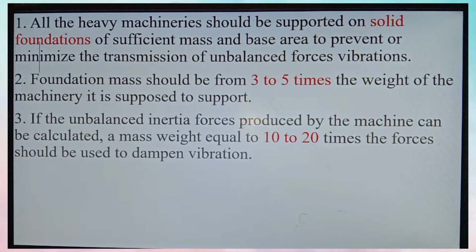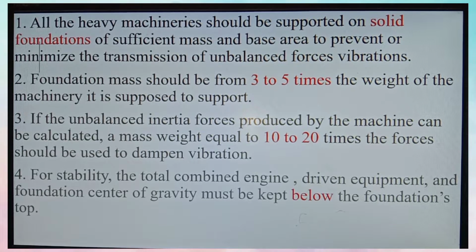Next engineering fact for machine foundation is, for stability purposes, the total combined engine, the driving equipment, and the foundation, or the center of gravity of the foundation, must be kept below. Okay, take note, it should be below the foundation top. Meaning to say, the center of gravity should be placed beneath the foundation top, to attain the stability of the combined equipment.